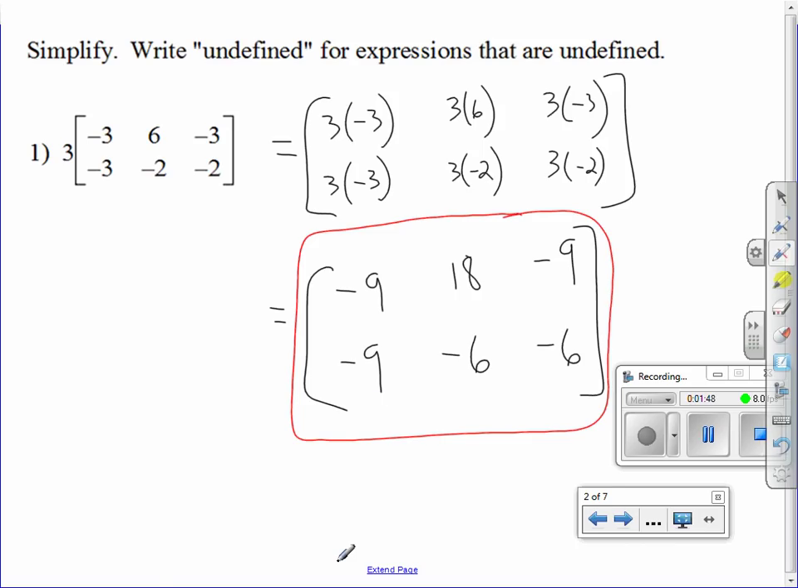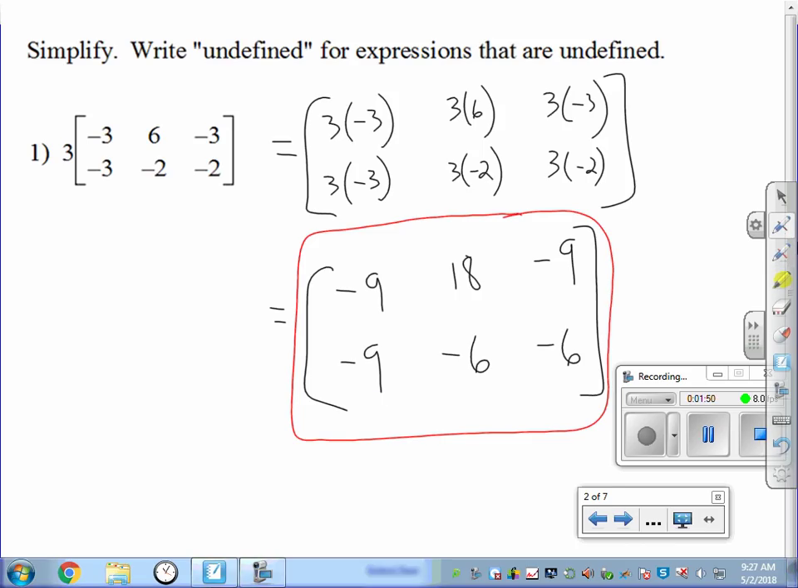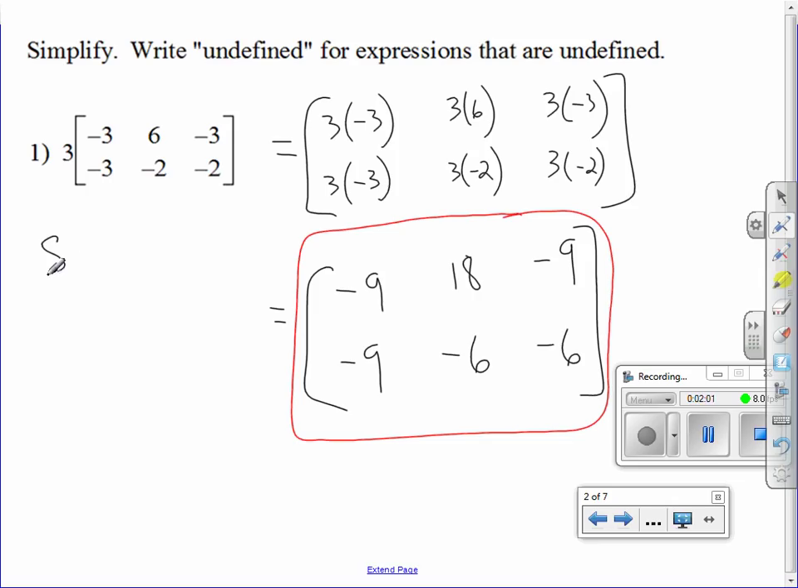Now, quick sidebar. This type of multiplication has a fancy name. You don't need to know this to do the math, but it's still good to know these terms. The name of this type of multiplication, when you're multiplying a matrix by a number, is called scalar multiplication.